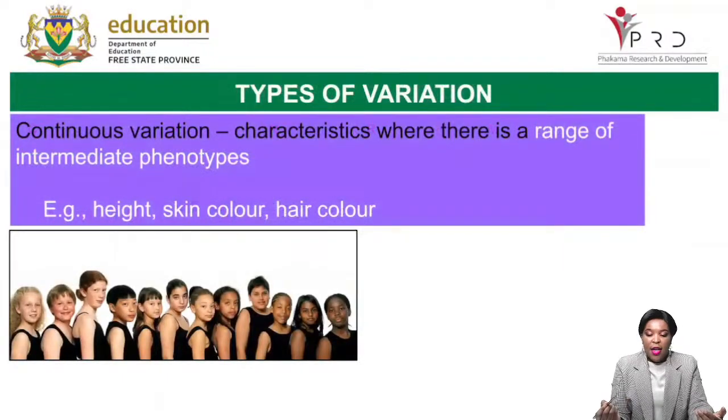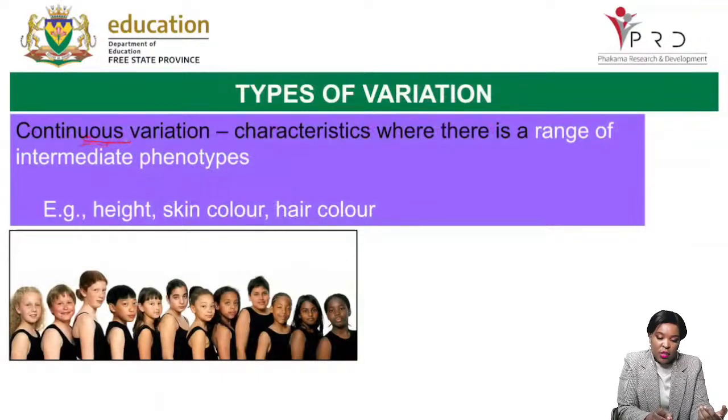Right. And then the types of variation. We have 2 types of variation, that is continuous variation and discontinuous variation. What is continuous variation? This is where there is a range of intermediate phenotypes. So if you take a look at these learners over here, their height.